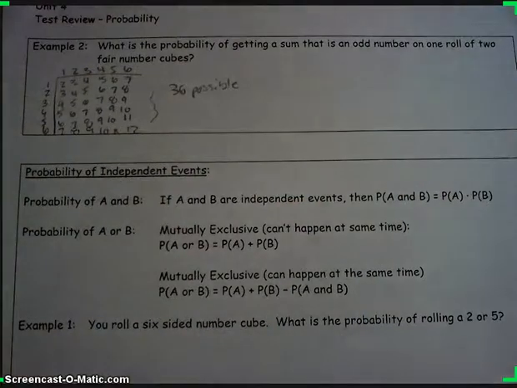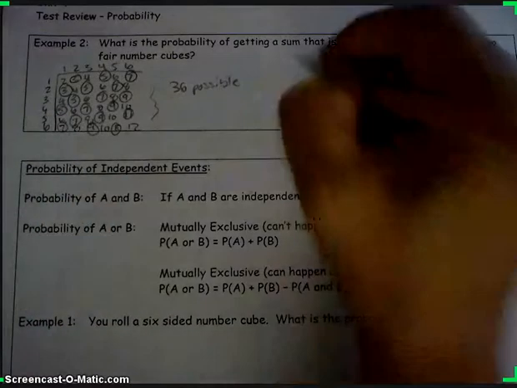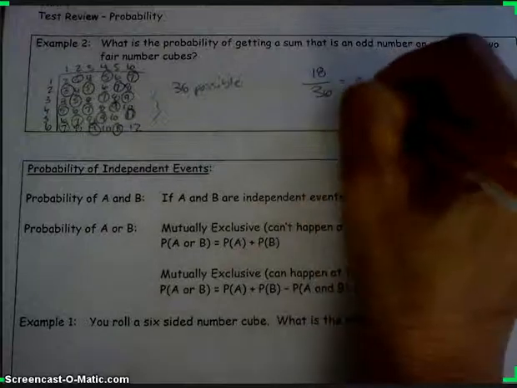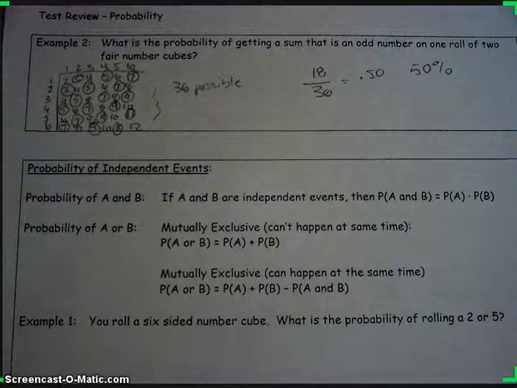And it's asking me what's the probability of getting a sum that is an odd number on one roll. So if I look at here, and if I circle all my odd numbers, that would tell me the number of rolls that would give me an odd number. Okay, so if I count up the number of odd numbers that I circled, I wind up with 18. That would give me a sum of an odd number out of 36. So that would be 0.5, which would be 50%. Okay, so remember, the probability of an event occurring is the number of times it occurs over the total number of trials.